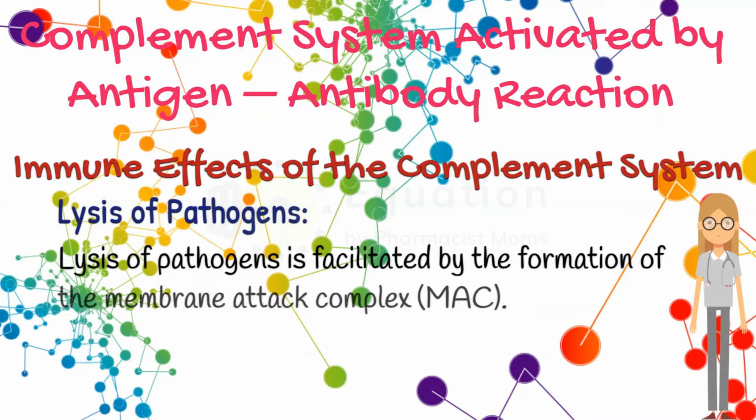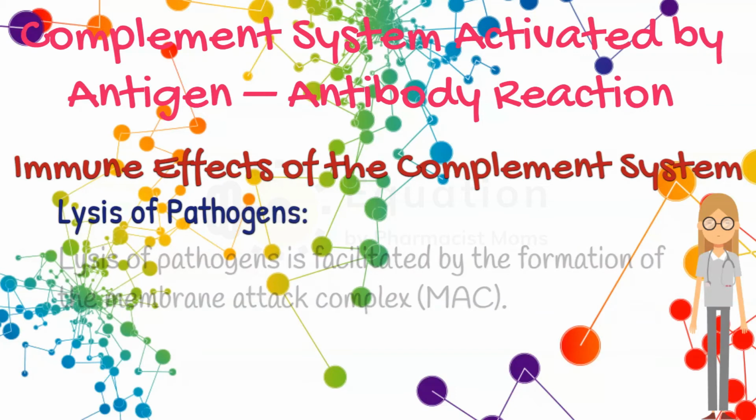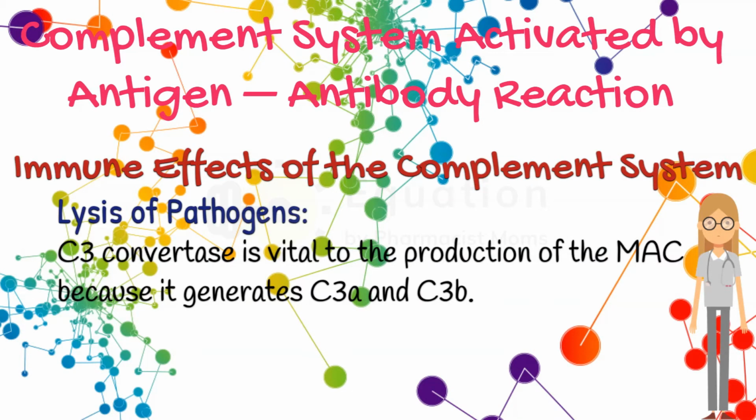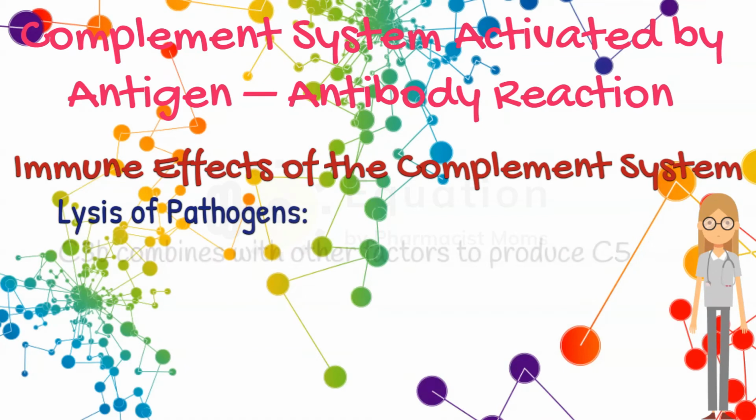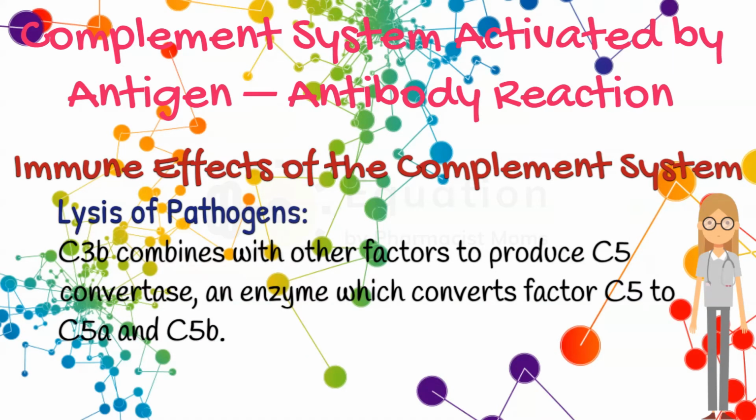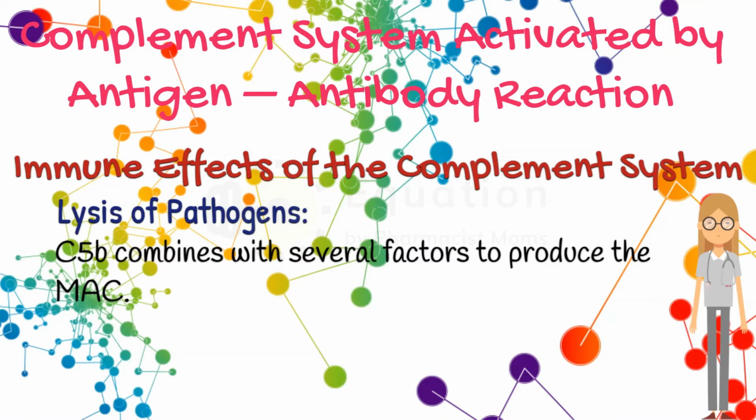Upcoming is lysis of pathogens. Lysis of pathogens is facilitated by the formation of the membrane attack complex, MAC. C3 convertase is vital to the production of the MAC because it generates C3a and C3b. C3b combines with other factors to produce C5 convertase, an enzyme which converts factor C5 to C5a and C5b. C5b combines with several factors to produce the MAC.